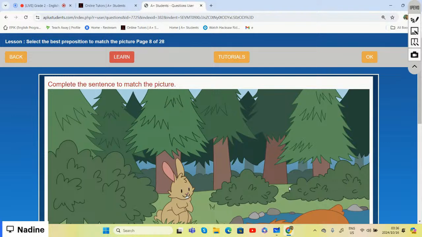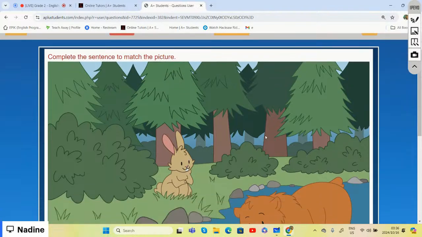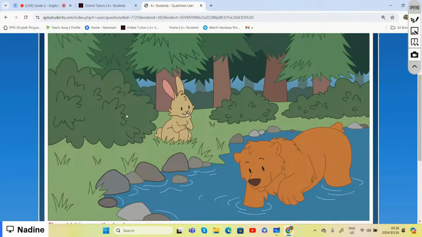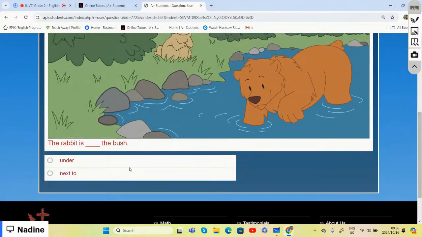All right, we need to complete the sentence. Now, if we look at the rabbit, we need to complete the sentence that matches the picture. The rabbit is the bush. So here we have a bush. The rabbit is the bush. Is it the rabbit is under the bush? Or option two, next to the bush?